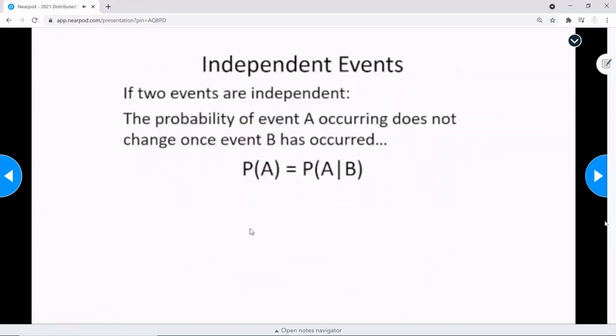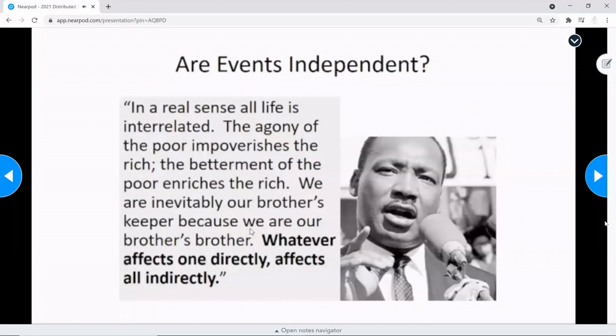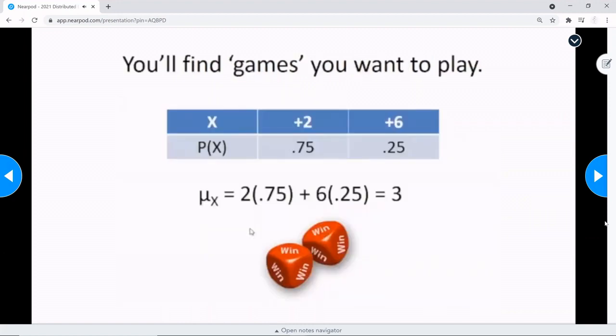We talked about independence in this class. But are events independent? I love this quote from Martin Luther King. In a real sense, all life is interrelated. The agony of the poor impoverishes the rich. The betterment of the poor enriches the rich. We are inevitably our brother's keeper because we are our brother's brother. Whatever affects one directly affects all indirectly.